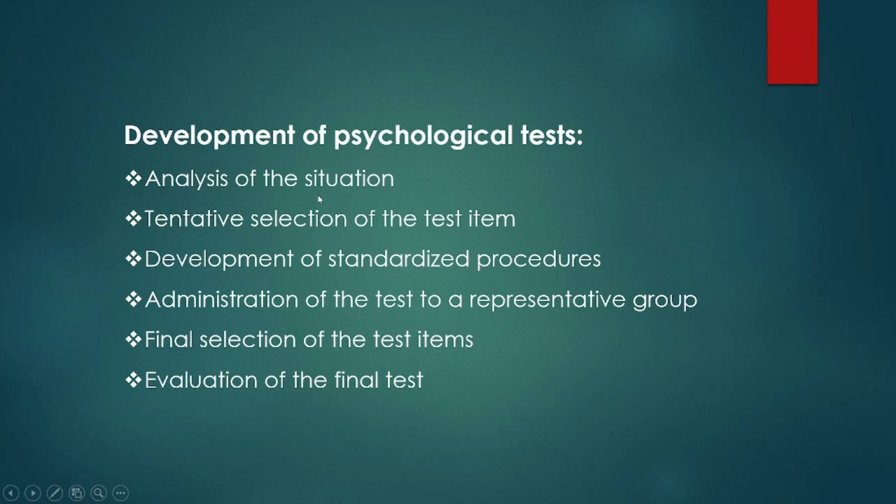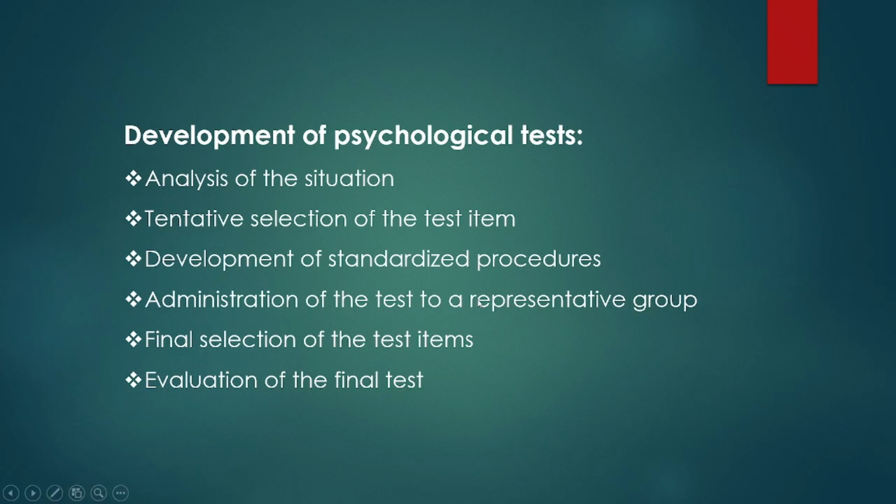After doing this analysis, selection plays an important role because the psychologist may devise a test which he feels will measure the process. That is the tentative selection of the test items. Next, development of standardized procedures. For obtaining particular results, the psychological tests are administered and scored in the same way. For each and every individual, it is scored in the same way. The same procedure will be followed.